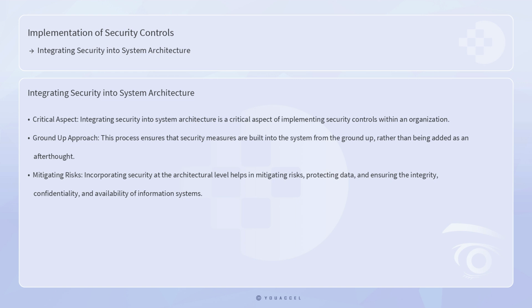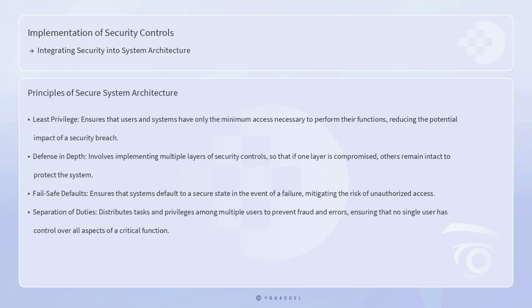Integrating security into system architecture is a critical aspect of implementing security controls within an organization. This process ensures that security measures are built into the system from the ground up, rather than being added as an afterthought. Incorporating security at the architectural level helps in mitigating risks, protecting data, and ensuring the integrity, confidentiality, and availability of information systems. The foundation of integrating security into system architecture begins with understanding the principles of secure design.